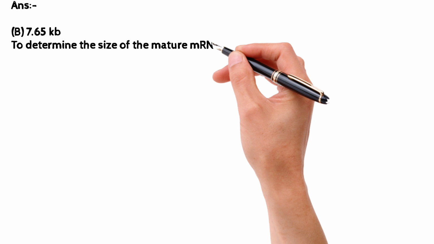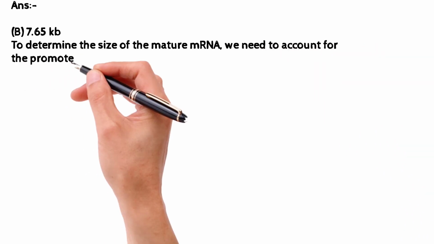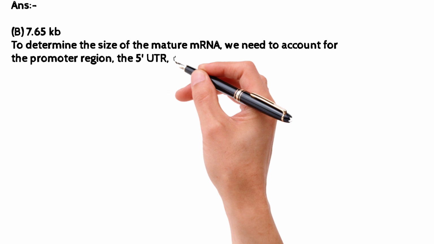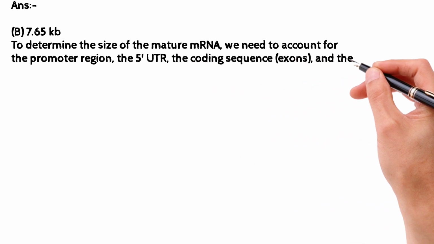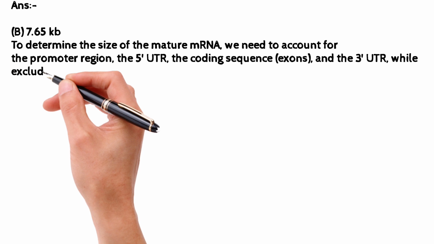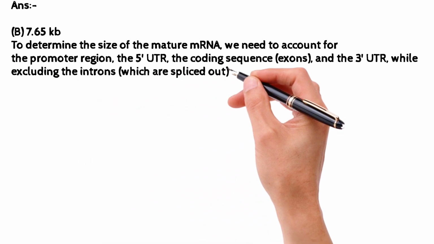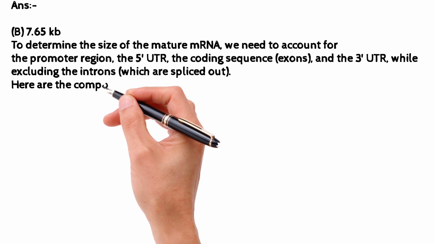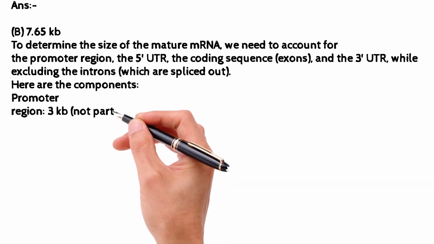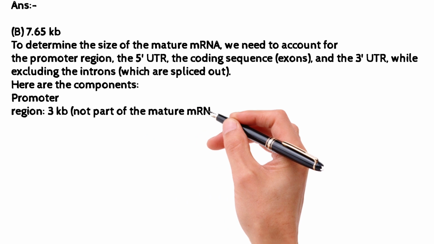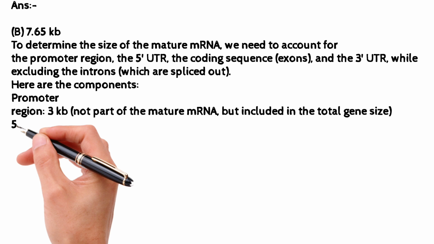7.65 kilobases. To determine the size of the mature mRNA, we need to account for the 5' UTR, the exons, and the 3' UTR, while excluding the introns, which are spliced out. Here are the components. Promoter region, 3 kilobases, not part of the mature mRNA, but included in the total gene size. 5' UTR, 280 bp. Exons, 1.2 kilobases plus 2 kilobases plus 4 kilobases equals 7.2 kilobases.